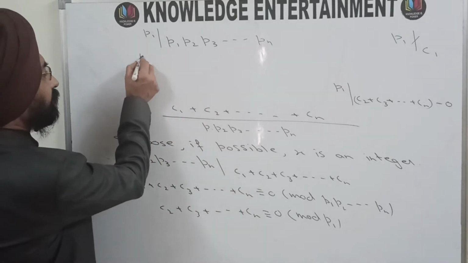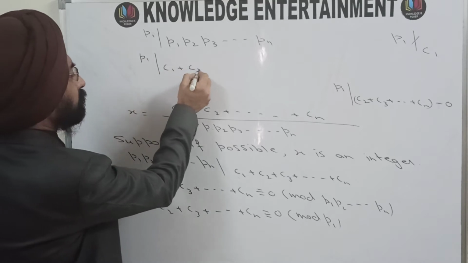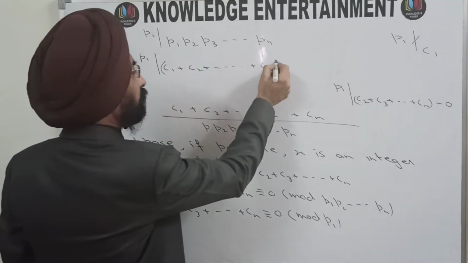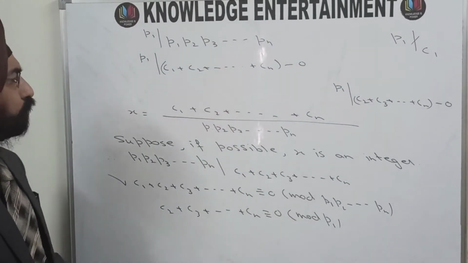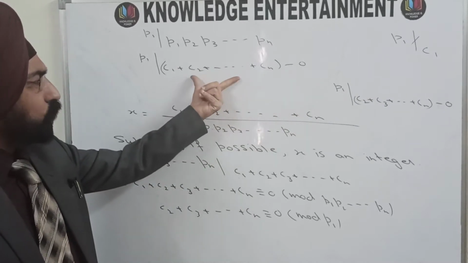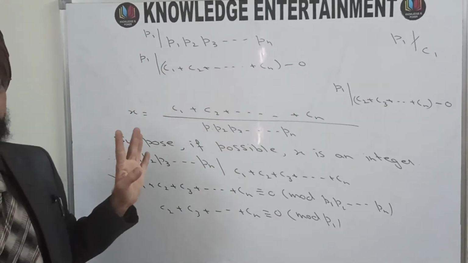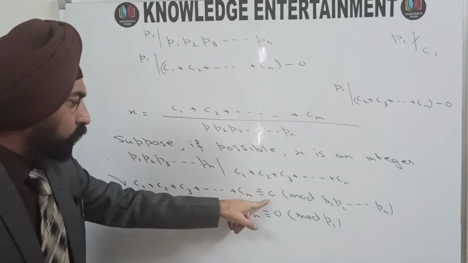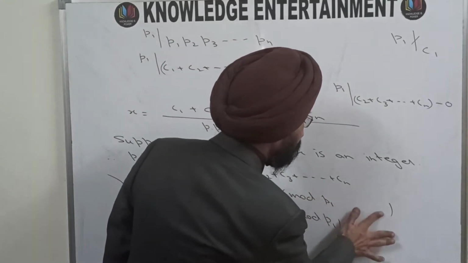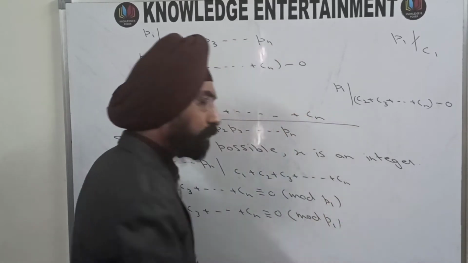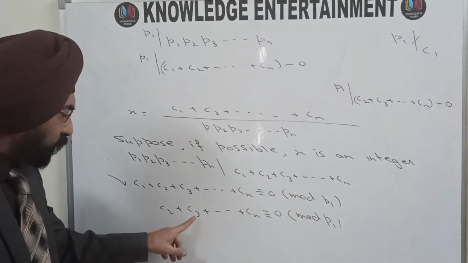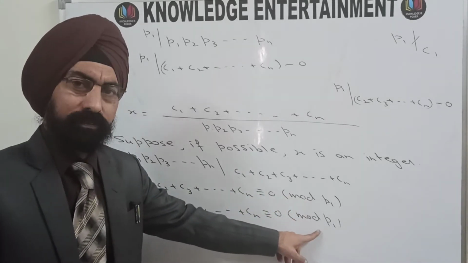So P1 divides C1 plus C2 plus and so on Cn, and you can write minus 0 also. So P1 divides this quantity minus 0. So that means this quantity is congruent to 0 modulo P1. Earlier it was modulo P1, P2, P3, Pn, and now I can write it as modulo P1. This quantity is congruent to 0 modulo P1, and this quantity is also congruent to 0 modulo P1.